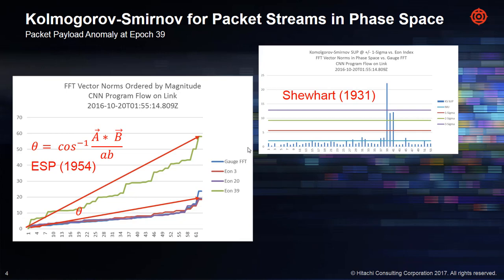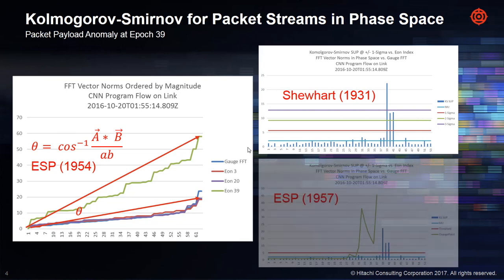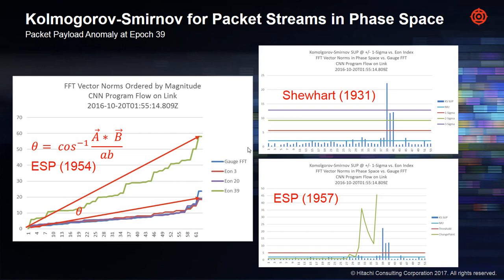But look at Page in 1957, where we have this cumulative sum idea. And I've actually swindled you a little bit. I've pivoted to a Shiryaev exponentially weighted moving average, and I did that for a very, very nerdy reason.